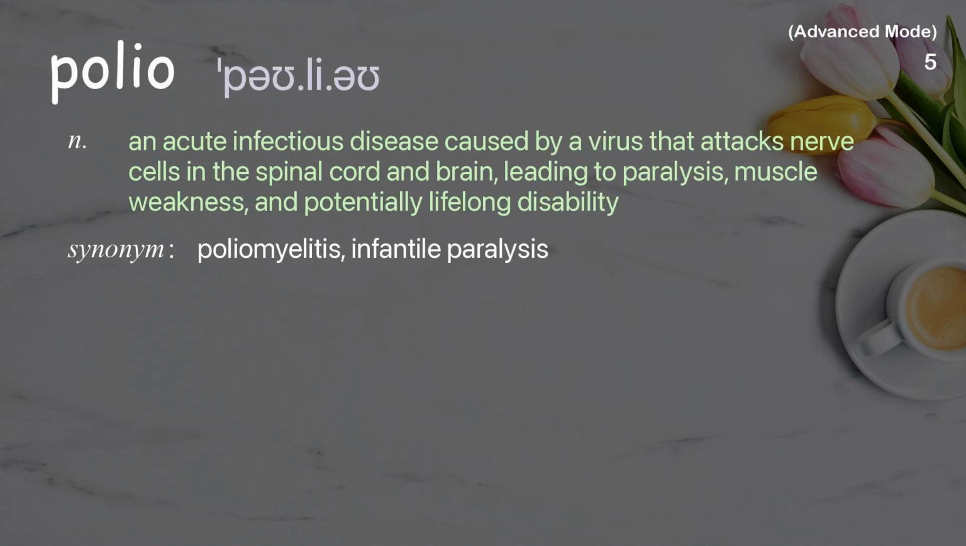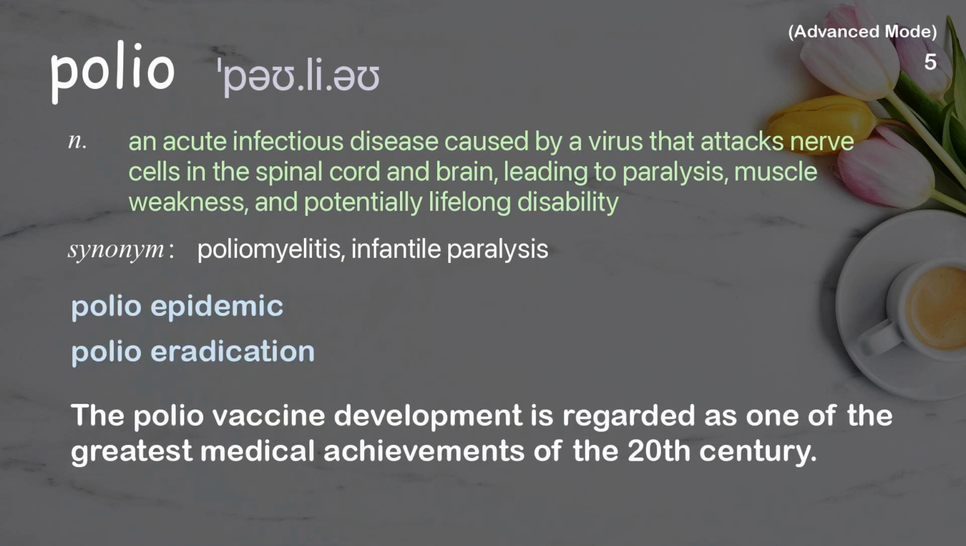Polio. An acute infectious disease caused by a virus that attacks nerve cells in the spinal cord and brain, leading to paralysis, muscle weakness, and potentially lifelong disability. Examples: Polio epidemic. Polio eradication. The polio vaccine development is regarded as one of the greatest medical achievements of the 20th century.